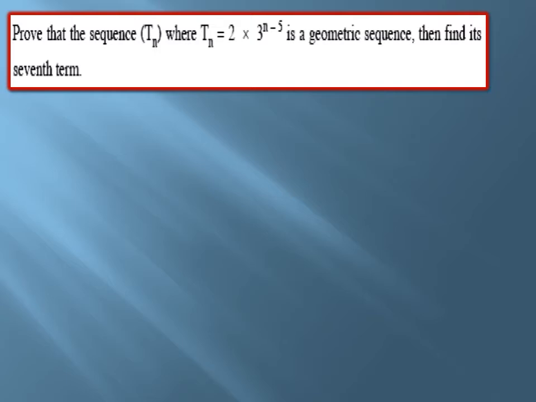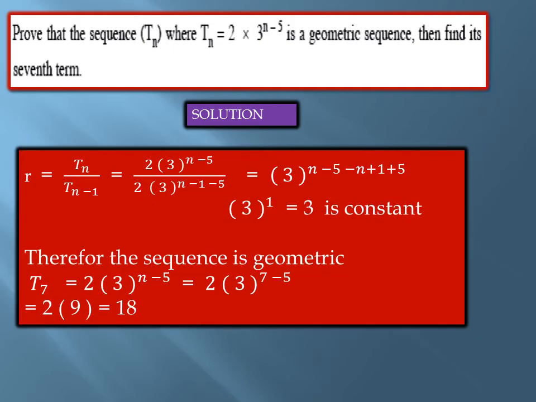Here we know that before, Tn equals AR to the power n minus 1, but here we write Tn equals 2 times 3 to the power n minus 5. This term is called the nth term. How do we get R? R equals any term divided by the previous term. Then R equals Tn over Tn minus 1.